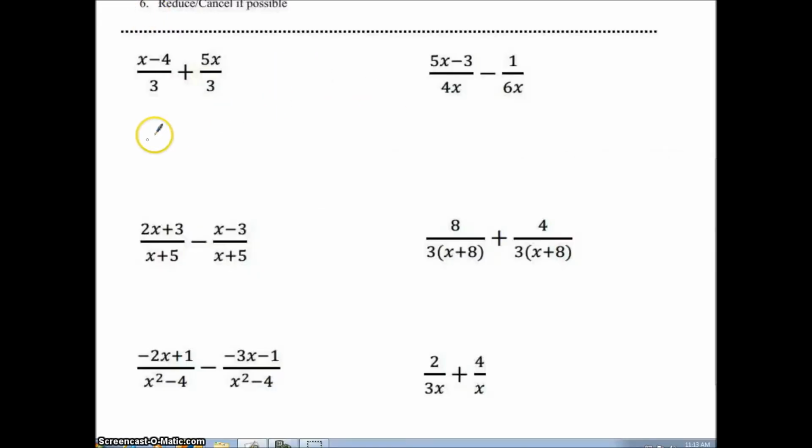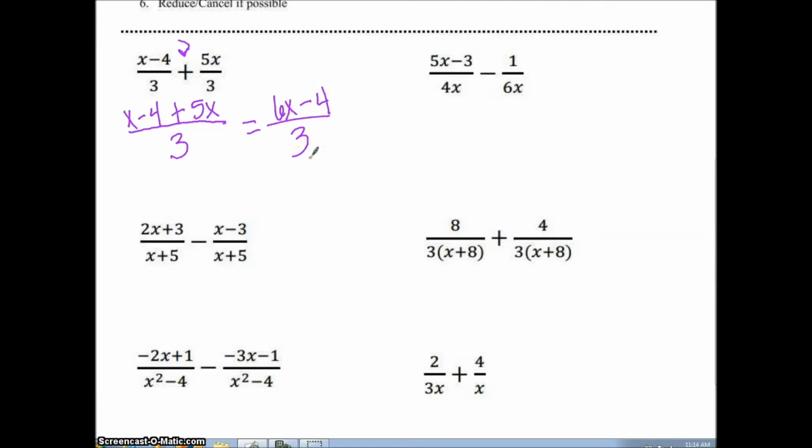Looking at the first problem, your common denominator is 3. There's nothing different about the first denominator and the common denominator, so you just bring down your x minus 4. There's nothing different about the second denominator compared to the common denominator, so you bring down your plus 5x. It's plus 5x because this was an addition problem. So basically, you're going to keep your common denominator and you're going to combine your like terms. x plus 5x is 6x. Bring your minus 4 over.